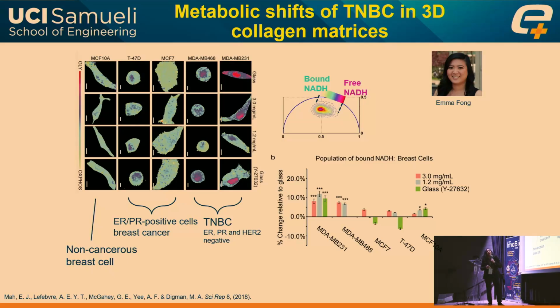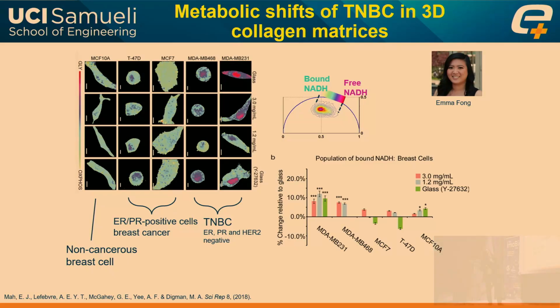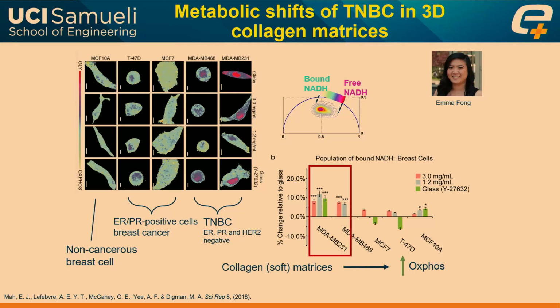And if you knock down the ROCK, let's say you use the ROCK inhibitor, you see that now on glass, the metabolism has changed. So we can manipulate the metabolism of the triple negative breast cancer cells, showing that they're still pliable. So overall, what we see is that collagen, the soft matrices, increases oxidative phosphorylation.